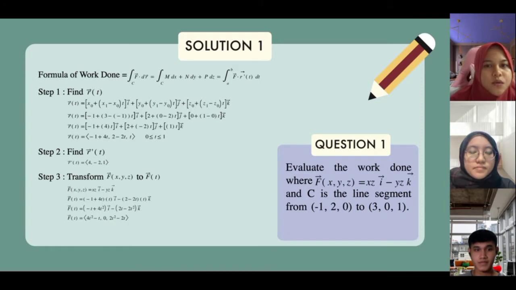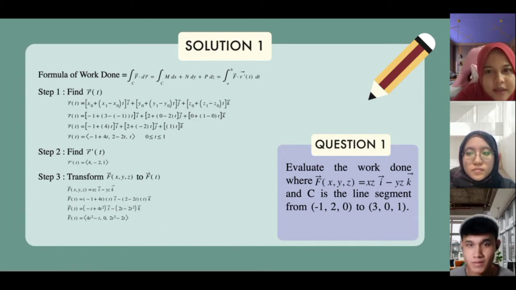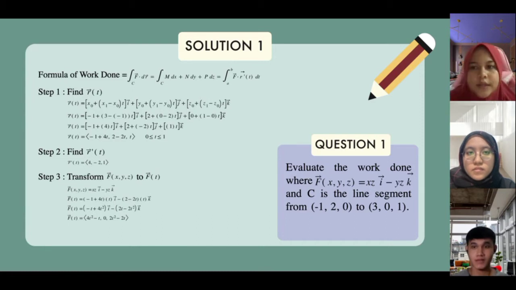Now I will explain how to solve the first question, which is to evaluate the work done, where vector F of (x, y, z) is equal to xz i minus yz k, and C is the line segment from (-1, 2, 3) to (3, 0, 1). As we can see, I already stated the formula of work done, where work done is equal to the integration from a to b of vector F multiplied by the derivative of r(t) dt.